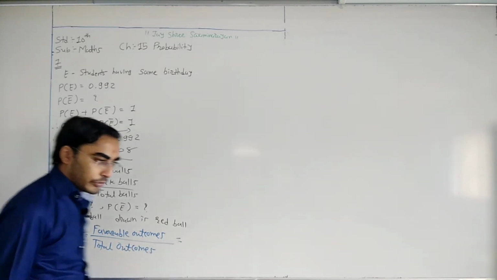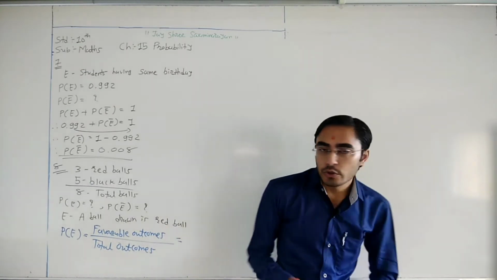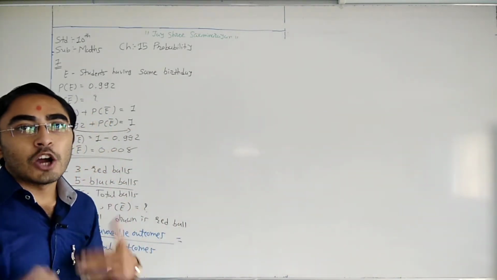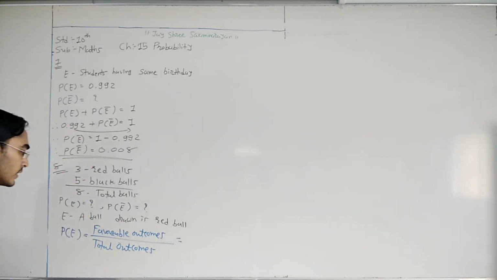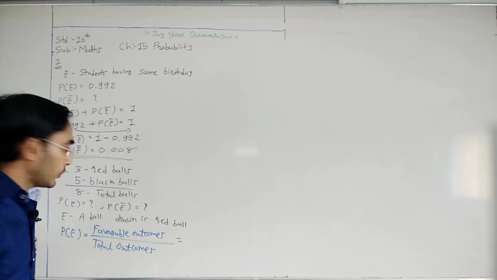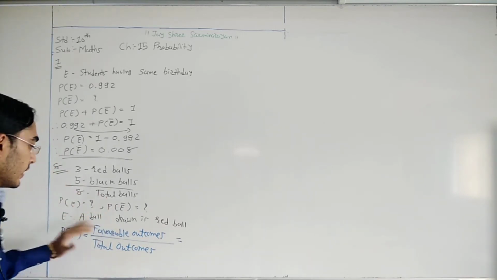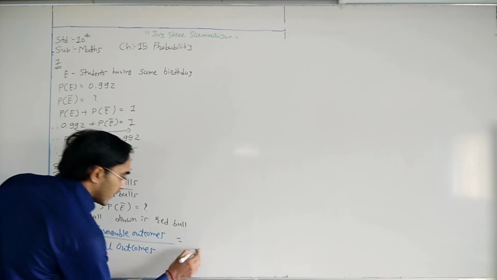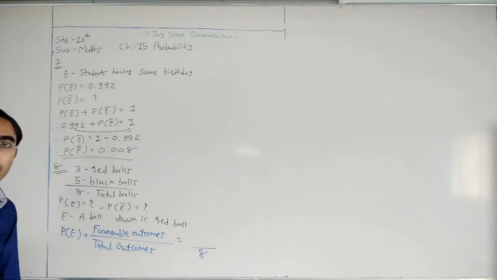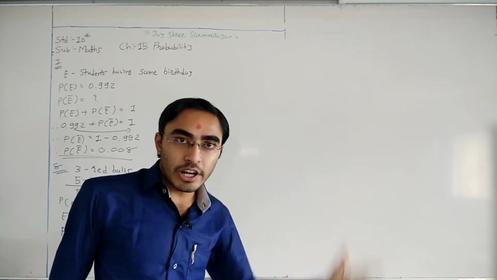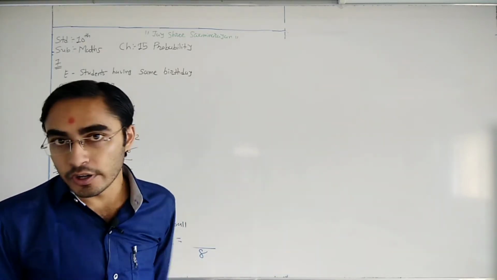Now favorable outcomes and total outcomes. Total outcomes, that means total possibility. Here total how many balls we have? 8. It becomes our total outcomes. Total 8 balls we have. So total 8 possibilities are there. So total outcomes it is 8. Okay. We need to select one ball and it is a red ball. We need to find the probability for the red ball. Right? One ball is drawn and it is a red ball. We need to find the probability of that event.